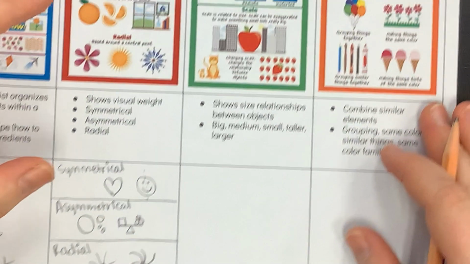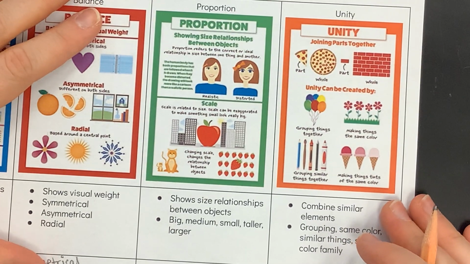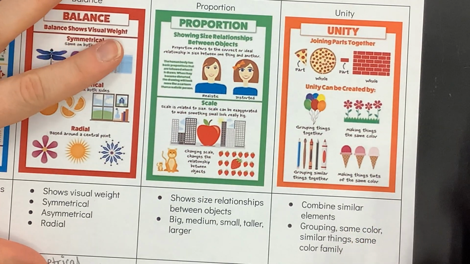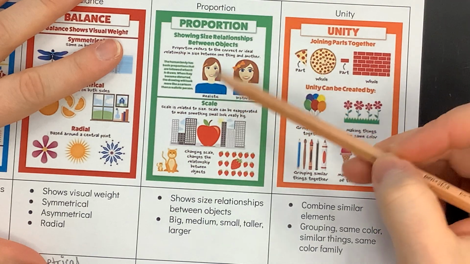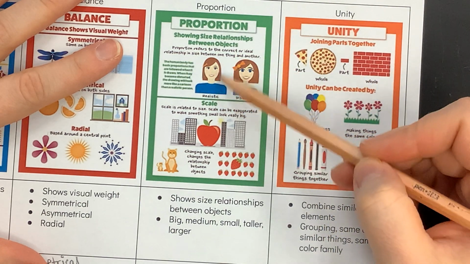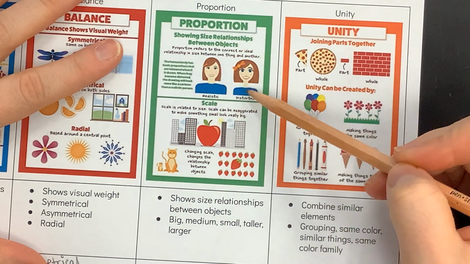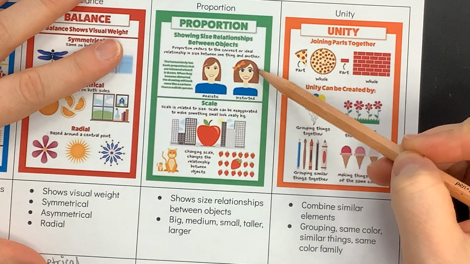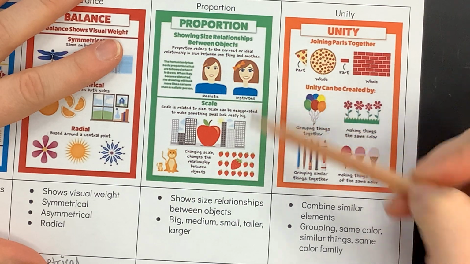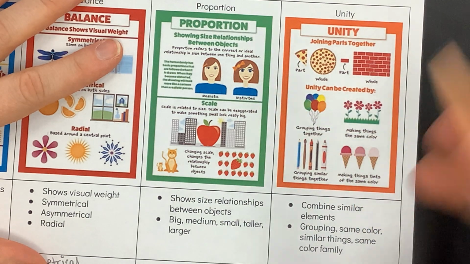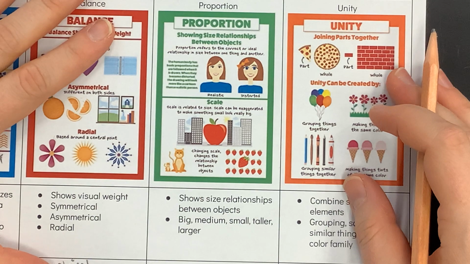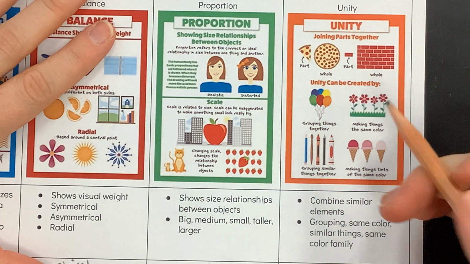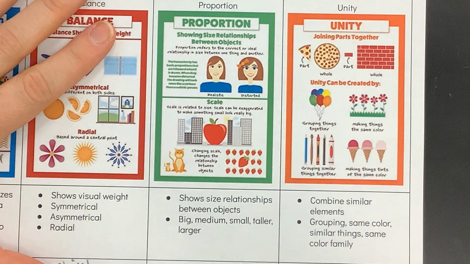Okay, on to proportion. So proportion shows size relationships between objects. So we have big, medium, small, taller, larger. That's kind of how we talk about it. So we're referring to the whole. So in this picture up here, it talks about this is like a realistic human face versus a distorted one. So we've got bigger eyes, bigger lips, like way bigger hair, okay, smaller shoulders, so it's really warped and distorted, right? Barbie is another good example of distortion, or talking about proportions compared to the real life human body.